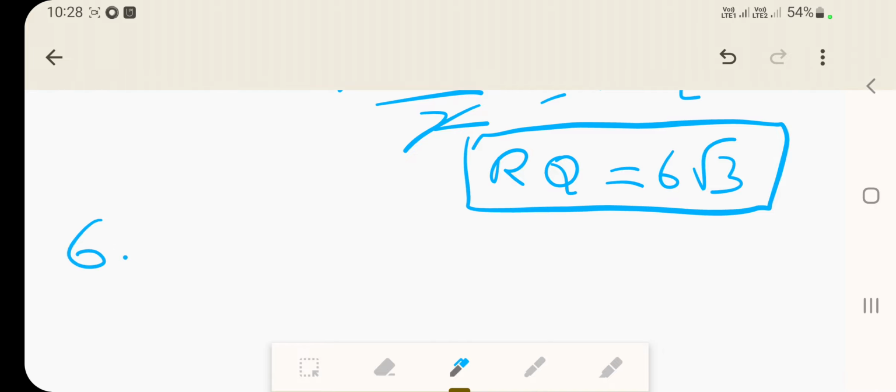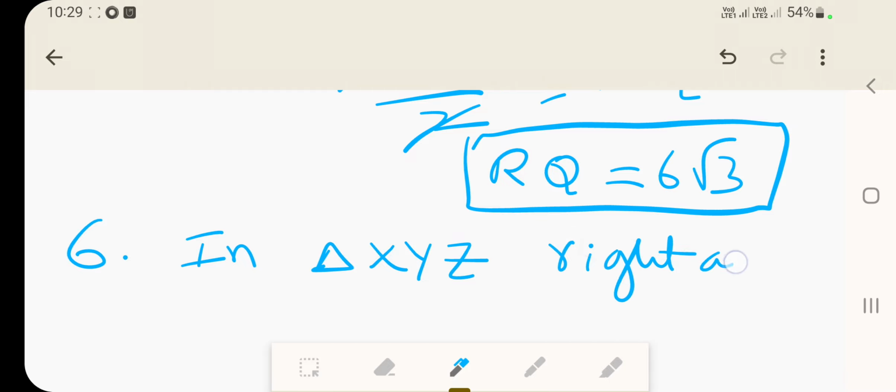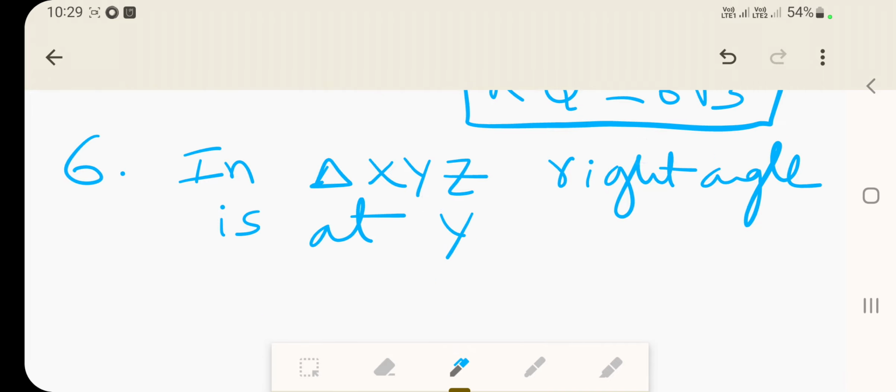Next we have problem number 6. In a triangle XYZ, right angle is at Y. That is very important. Right angle is at Y. And they have given YZ is equal to X, and XZ is equal to 2X.